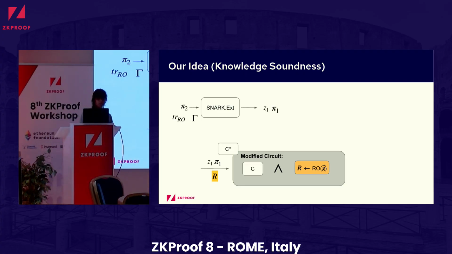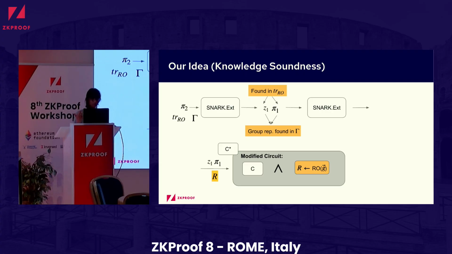So just applying the extractor, we will get the previous input. And now, because of how we define the modified circuit, we know that both of these inputs, Z1 and pi1, can be found in the transcript, the random oracle transcript. And because of the new modified assumption, the group representations for this can be found in this gamma. And now you can invoke the extractor again and do your reduction.